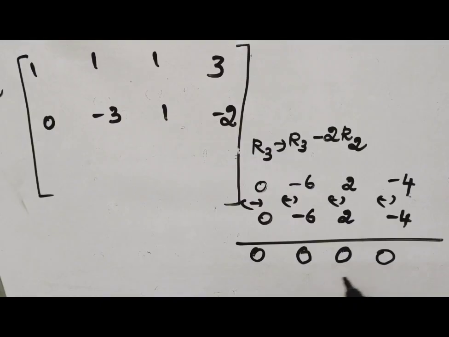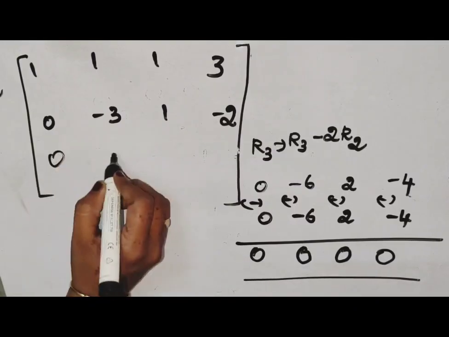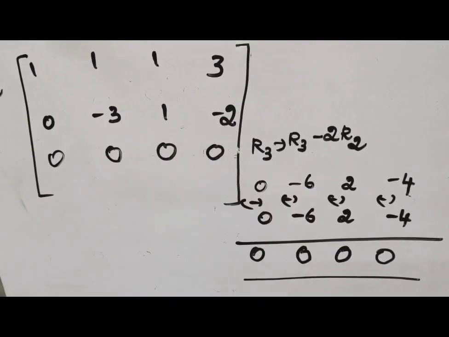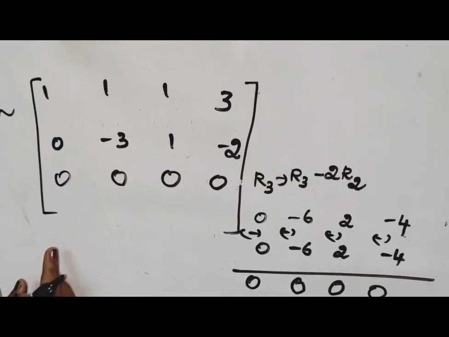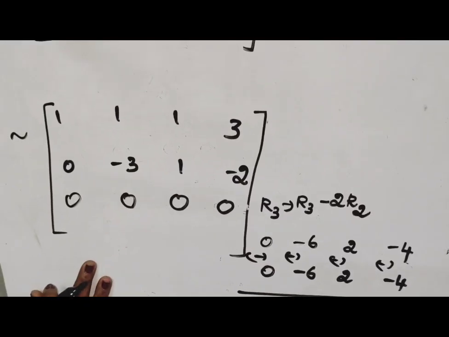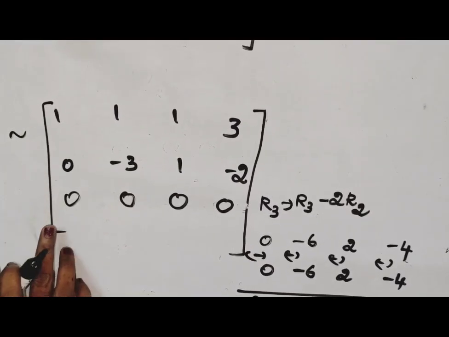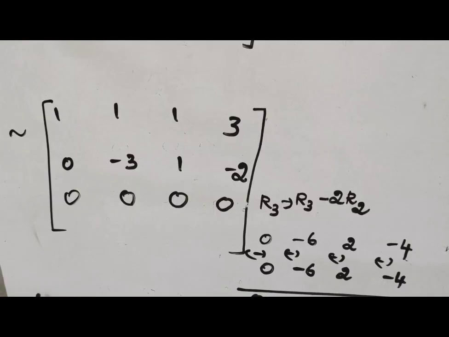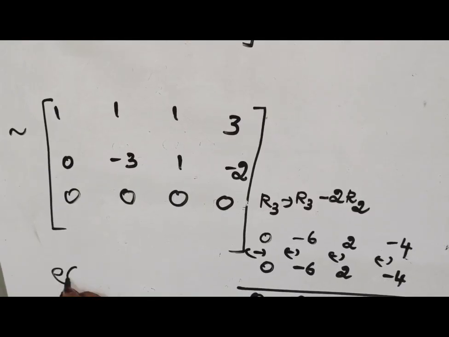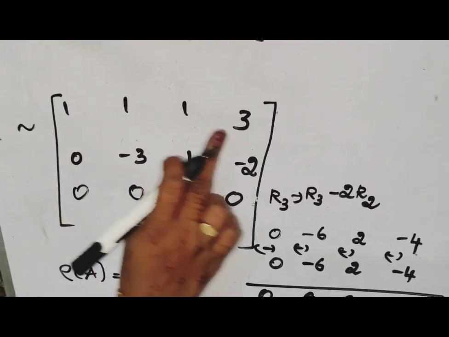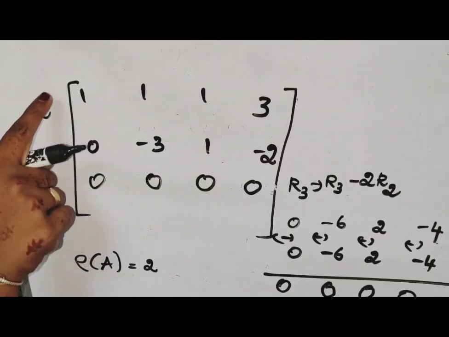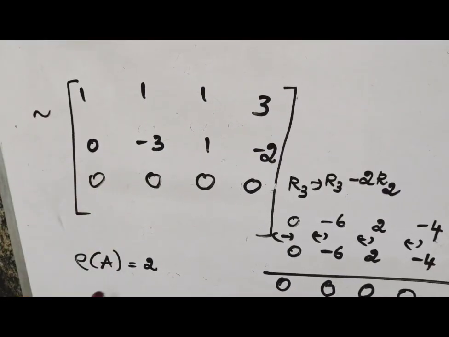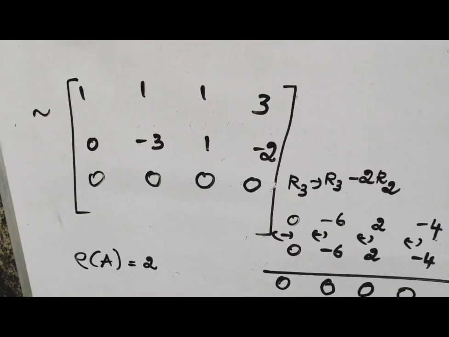So 4 minus 4 also has become 0. So all the entries in the third row have become 0. Now it's time to decide the rank of this matrix. In this matrix, we have only 2 non-zero rows. One row has completely become 0. The rank of the matrix will always be the number of non-zero rows. How many non-zero rows do we have? That is the rank of the matrix. Here we have only 2 non-zero rows. Therefore the rank of this particular matrix is 2.